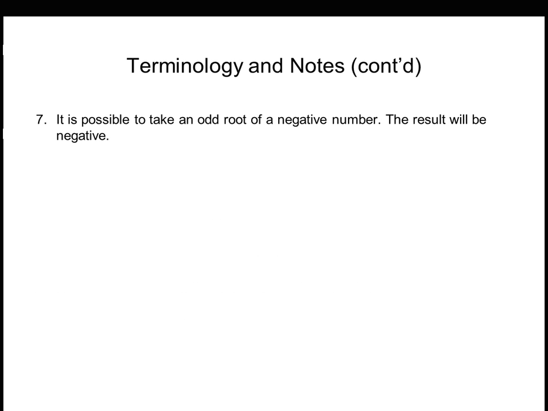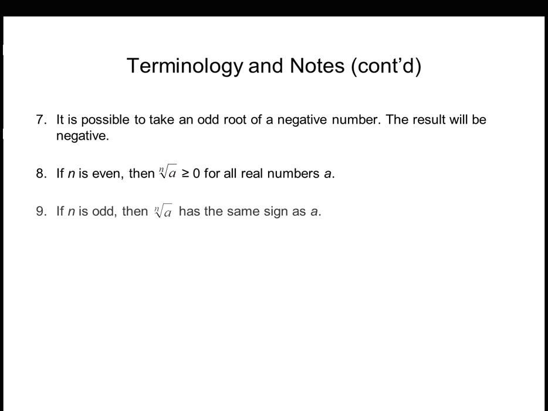Number 7, it is possible to take an odd root of a negative number. The result will be negative. So an odd root of a negative number is negative. The odd root of a positive number is positive. Remember, no even roots of negatives. Number 8, if n is even, then the nth root of a is greater than or equal to 0 for all real numbers a. Remember, the principal square root was a special case of this. Number 9, if n is odd, then the nth root of a has the same sign as a.